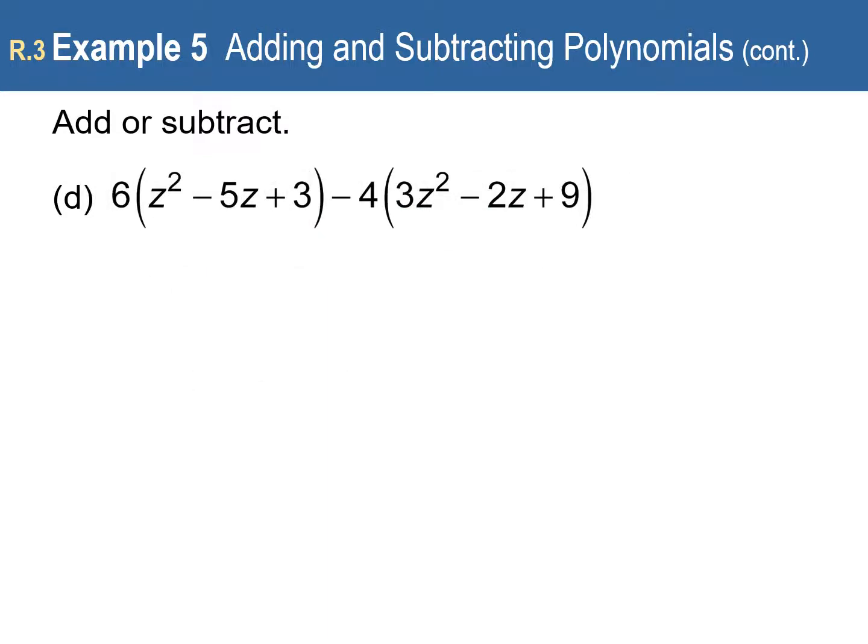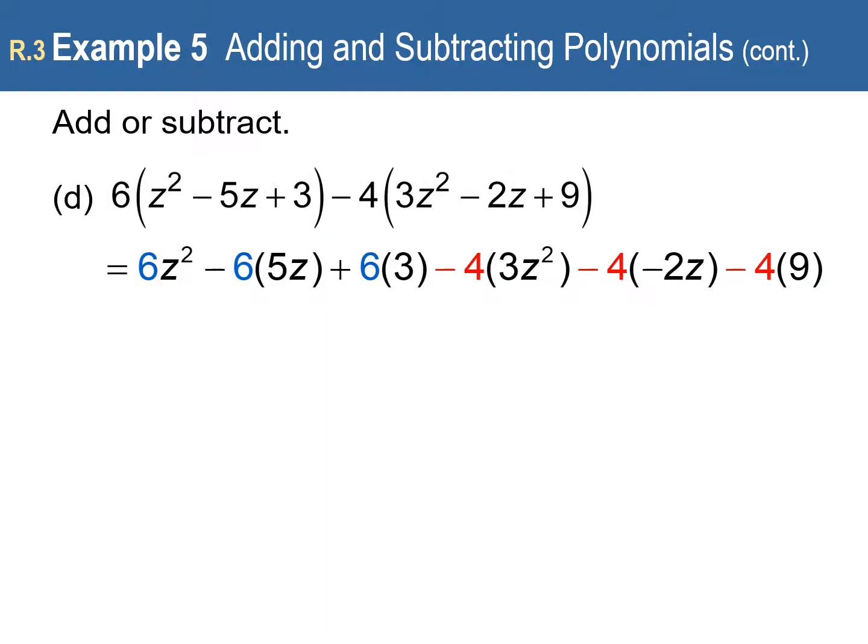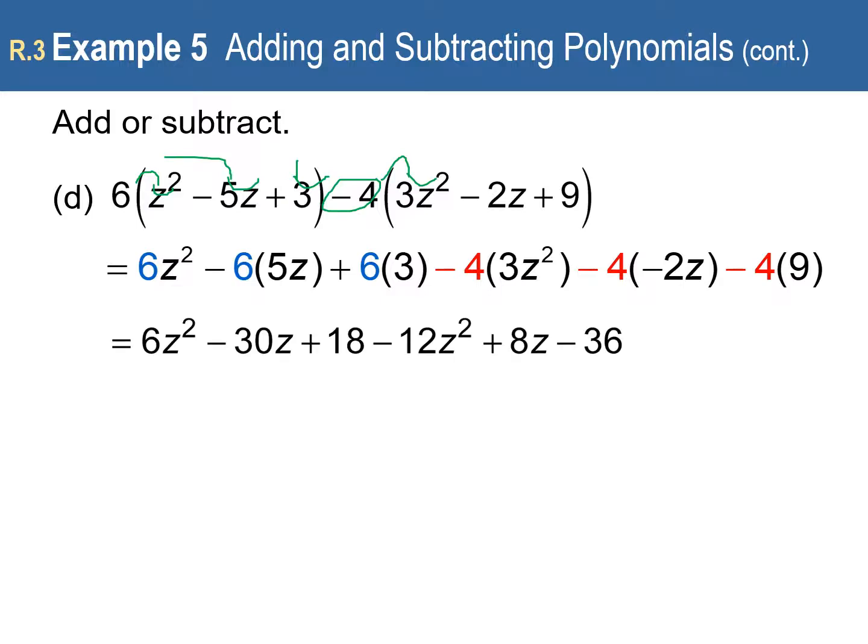Now this one, you're going to have to go ahead and do that distribution first. All right? You've got to distribute the 6 to all the terms. And then you also have to distribute this negative 4. And when you do that, it actually turns into a sum. So you have negative 6z squared minus 6 times 5z plus 6 times 3 minus 4 times 3z squared minus 4 times negative 2z minus 4 times 9.